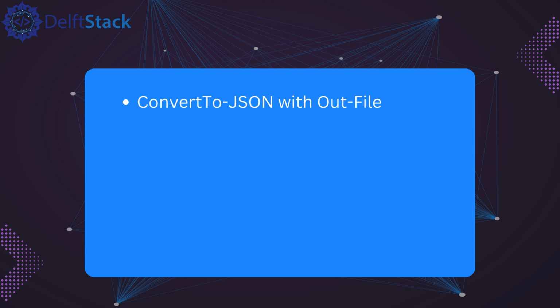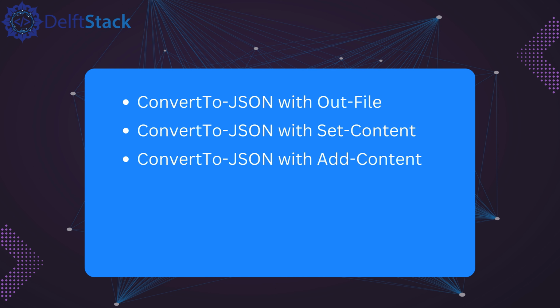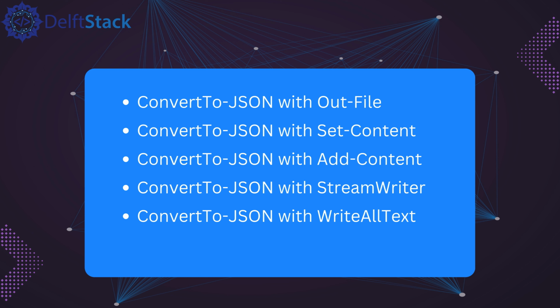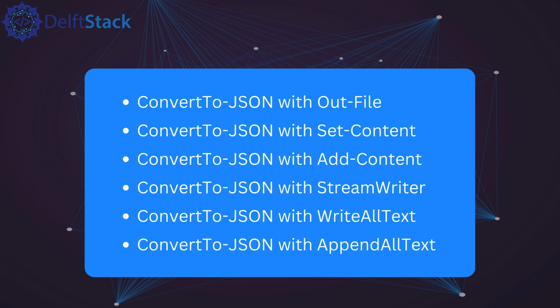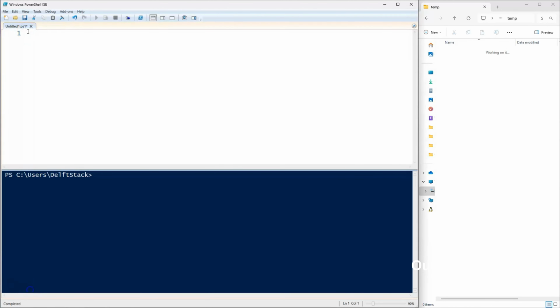Here's a quick look at the methods we'll cover. 1. ConvertTo-Json with Out-File. 2. ConvertTo-Json with Set-Content. 3. ConvertTo-Json with Add-Content. 4. ConvertTo-Json with StreamWriter. 5. ConvertTo-Json with WriteAllText. 6. ConvertTo-Json with AppendAllText. Now that you know what's coming, let's explore each method in detail.